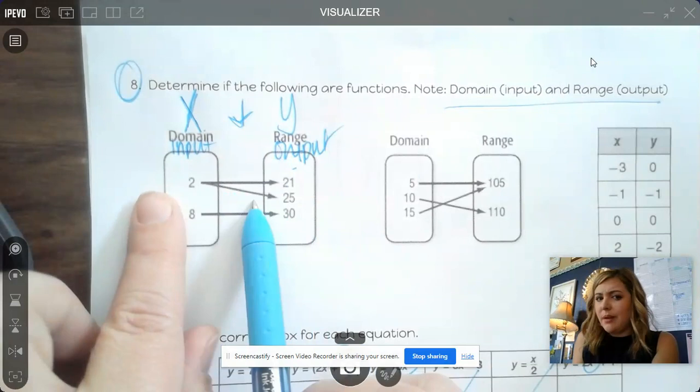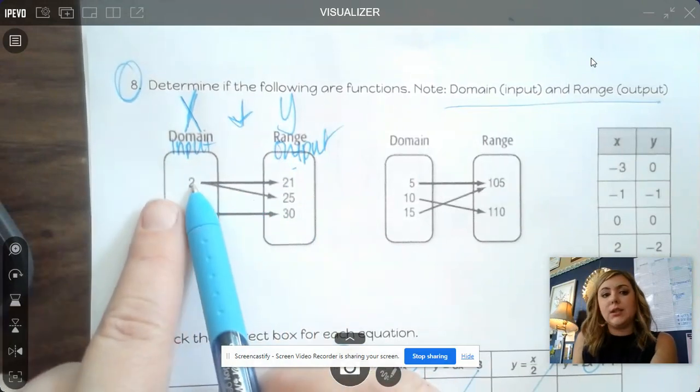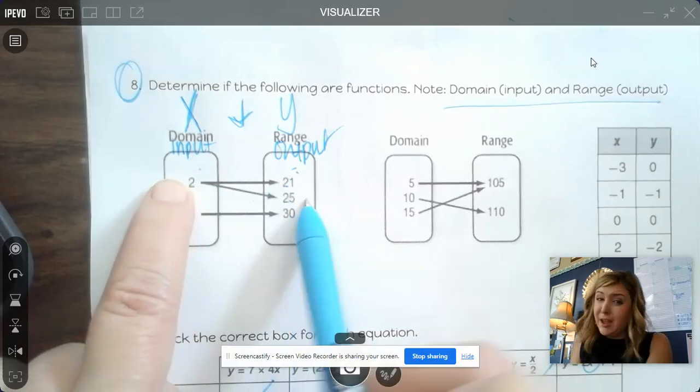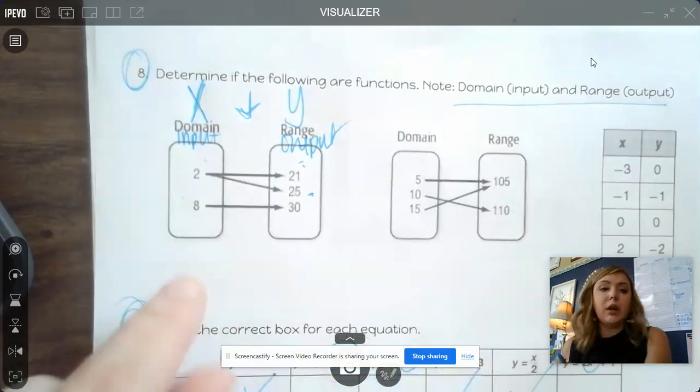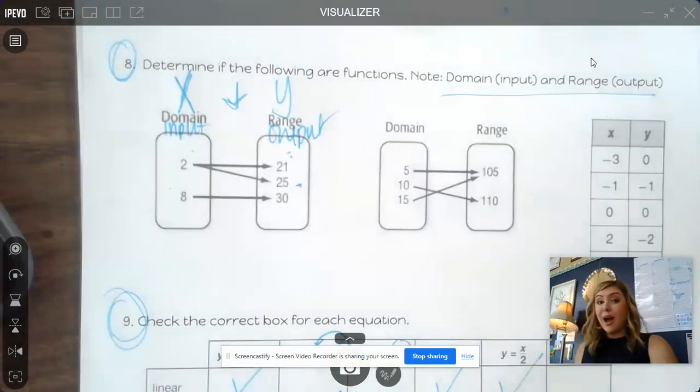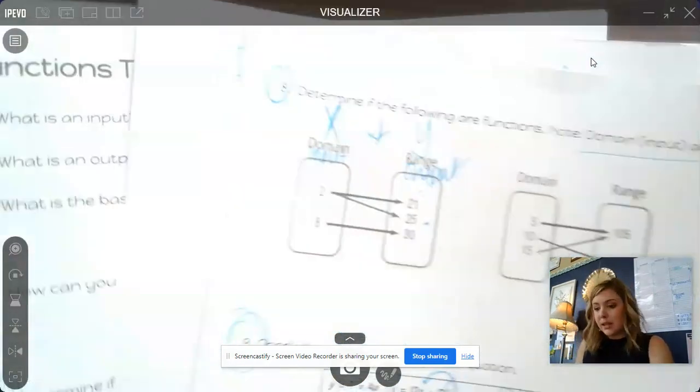So right away, I'm catching a red flag right here because I'm seeing that this 2 has an output of 21 and an output of 25, and that can't happen. So we kind of already know the answer for this one, if it's a function or not. All right. So you will get to see a key at the end of all of this.